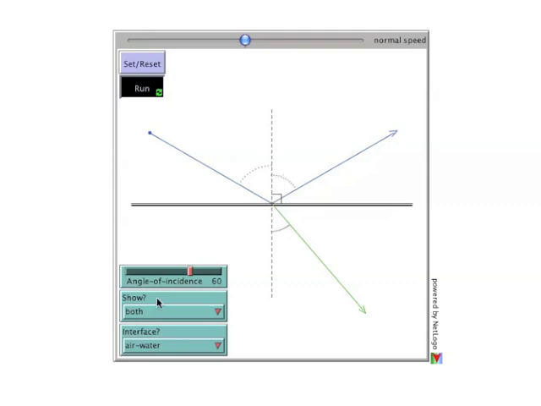The interface is set to air-water. This means the light is moving from a less dense to a more dense material and bends or refracts towards the normal.